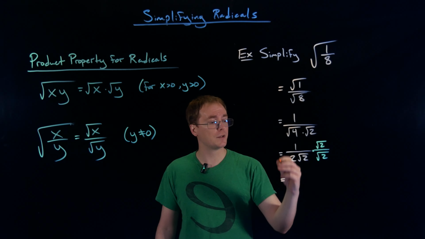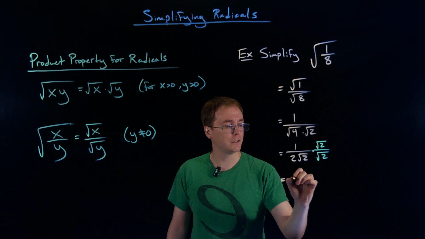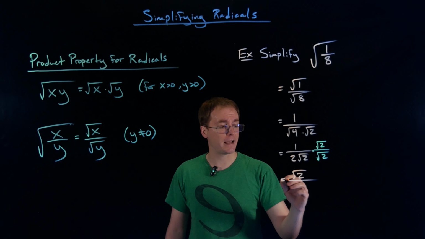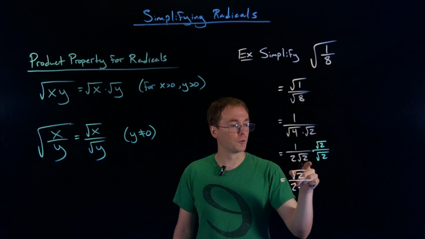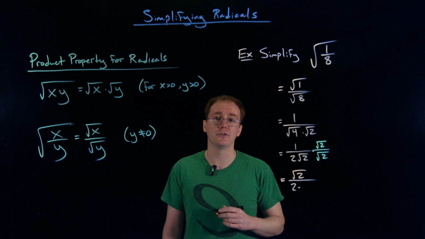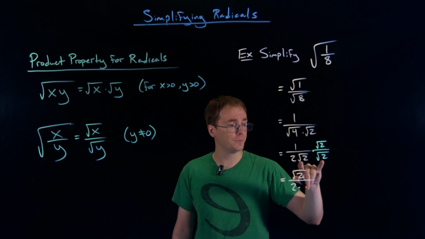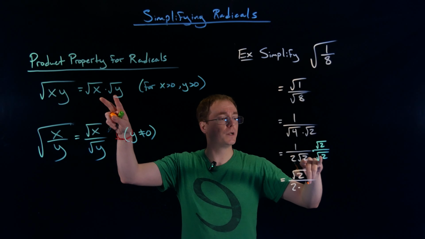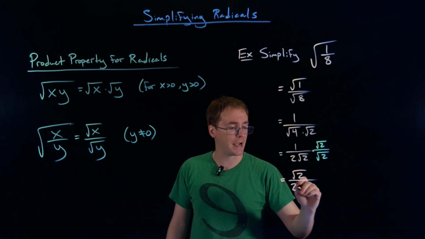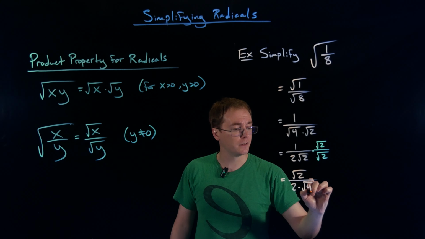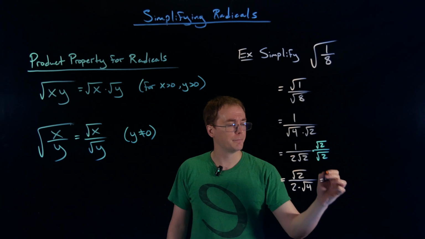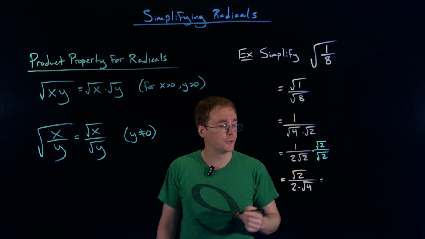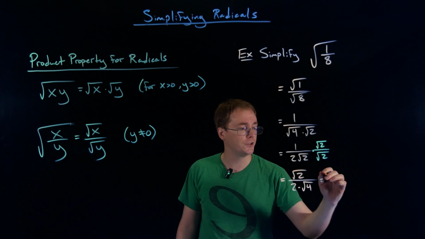In the numerator, 1 times the square root of 2 is just the square root of 2. And in the denominator, we have this first factor of 2 that gets multiplied by the product of these other two factors of the square root of 2. And kind of working our product property for radicals in reverse, we can put these two square root factors back together, and that becomes the square root of 4. But the square root of 4 is now a perfect square, and we can take that square root, and that gives us another factor of 2.